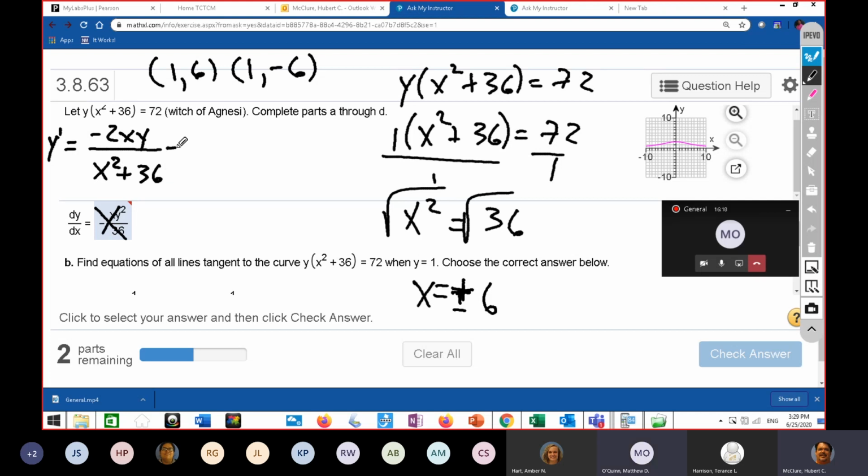Real quick, for your point, 6 and negative 6 should be the x coordinate and y should be 1. Right. Sorry. Thank you.